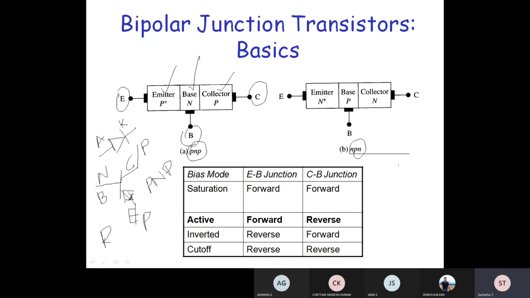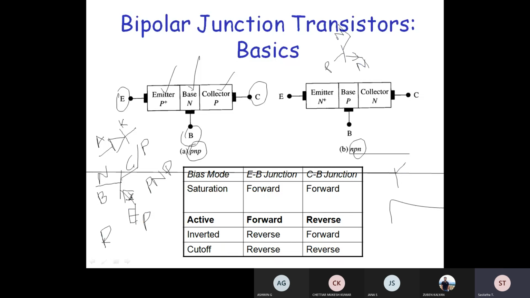Yeah, I will draw one NPN transistor here. In an NPN transistor, the emitter is made up of N-type, the collector is also made up of N-type, and the base is made up of P-type. And the current direction is from here to here.